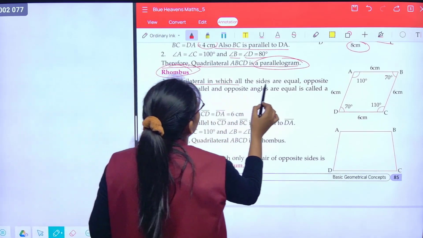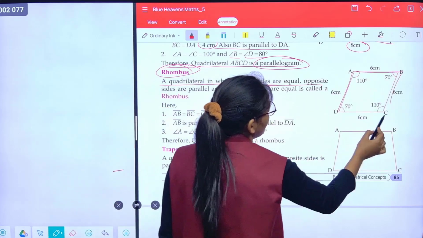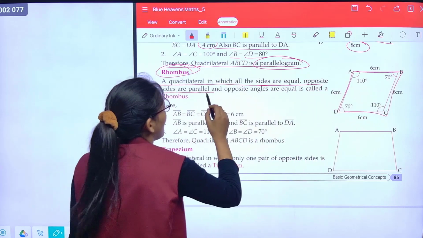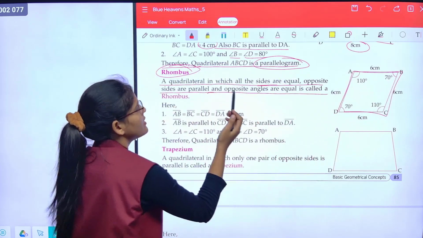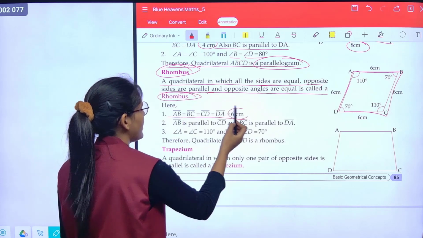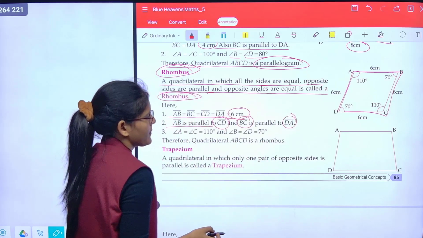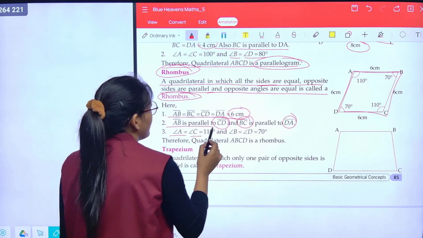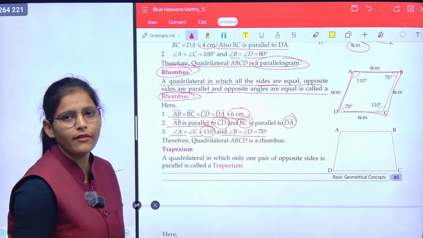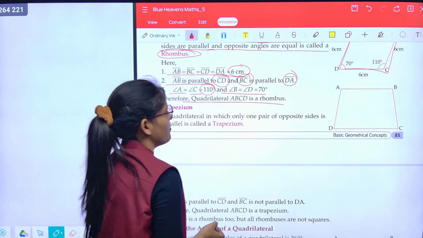Now class, what is a rhombus? A quadrilateral in which all the sides are equal, opposite sides are parallel and opposite angles are equal is called a rhombus. Here, this is 6 centimeter. AB is parallel to CD and BC is parallel to DA. Understand? Angle A, angle C is 110 degree and angle B is equal to angle D is equal to 70 degree. Therefore quadrilateral ABCD is a rhombus.